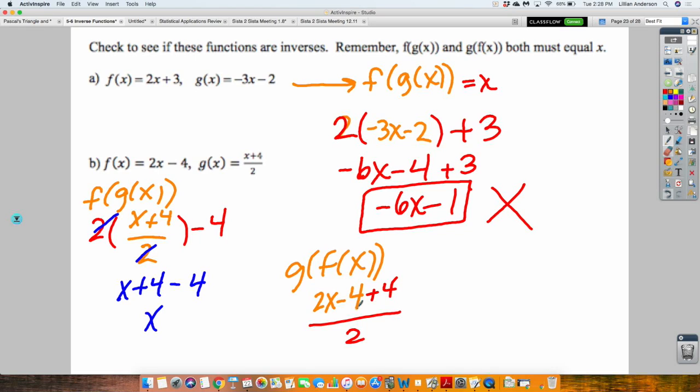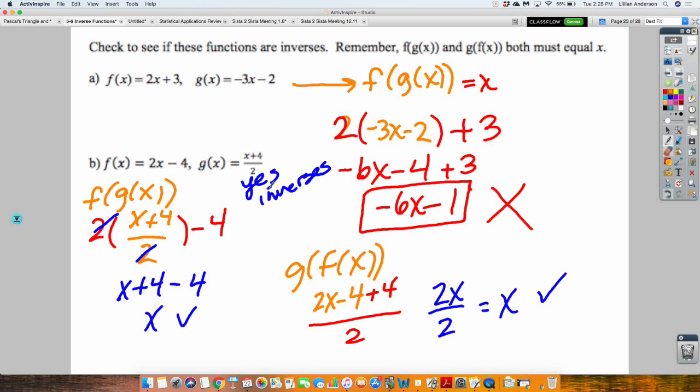So there's f into g. It still equals x, right? Because negative 4 plus 4 gives you a 2x over 2, and that gives you x. So since they both equal x, are these inverses? Yes, they're inverses. And that's how you prove if two functions are inverses of each other: doing the composite both ways.